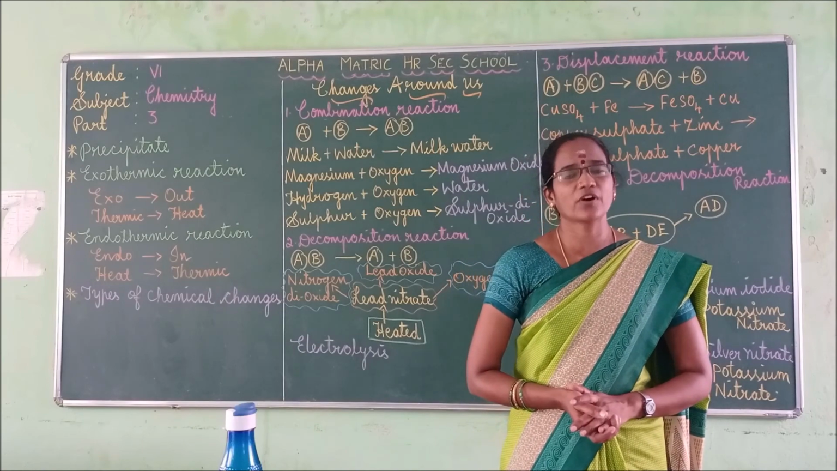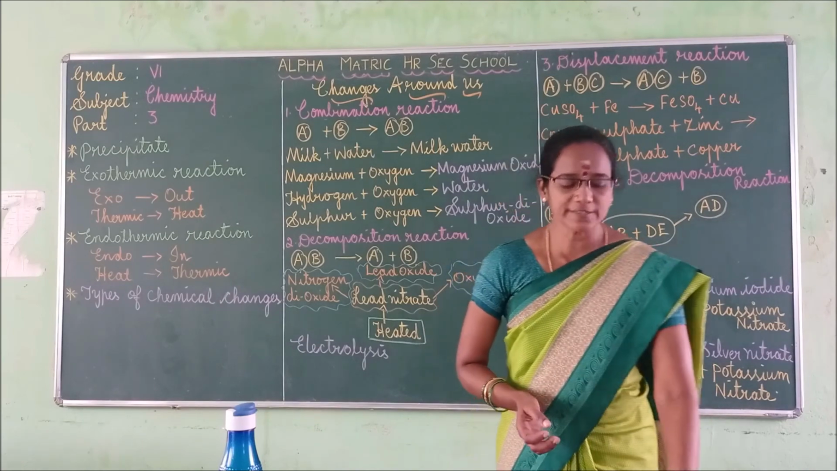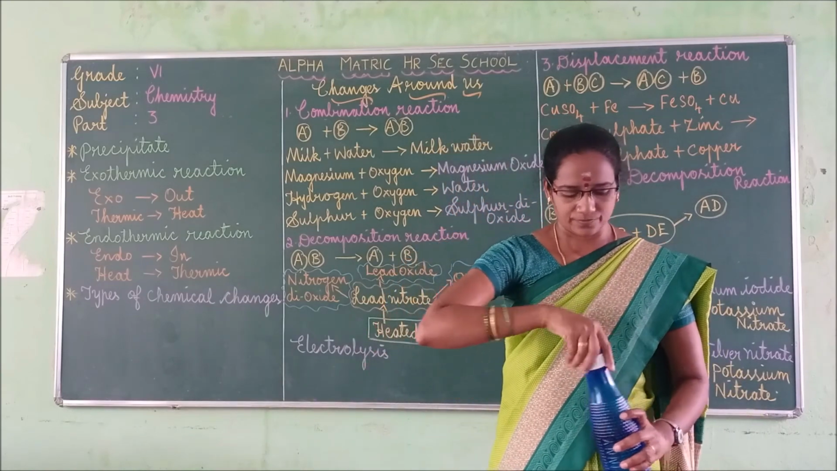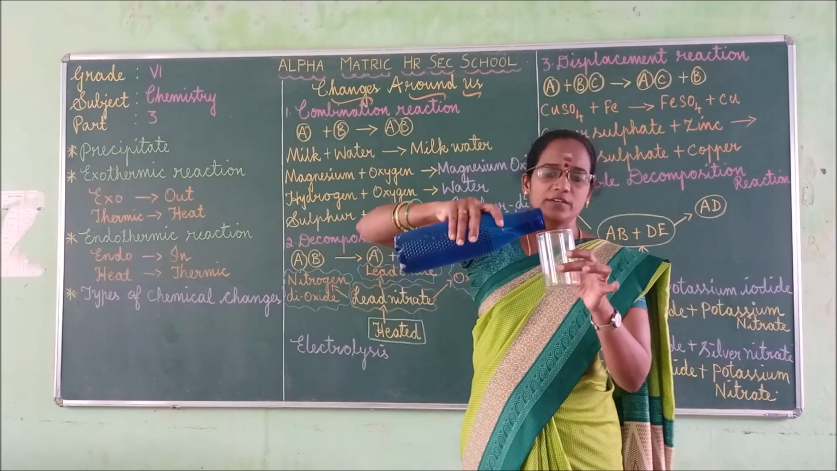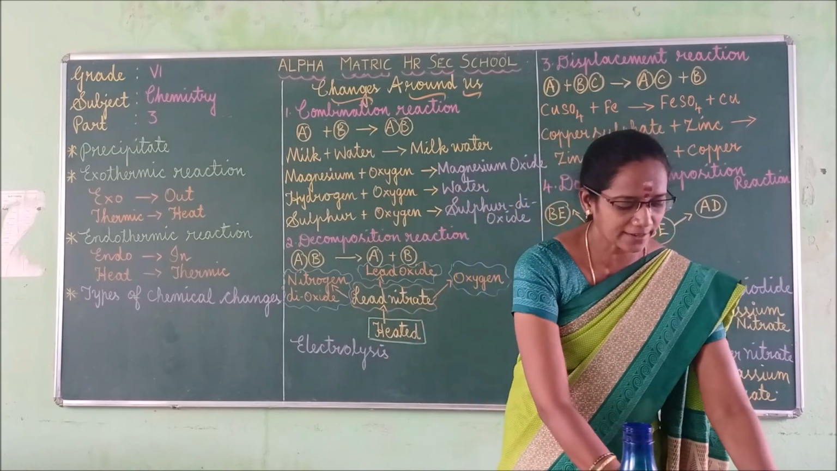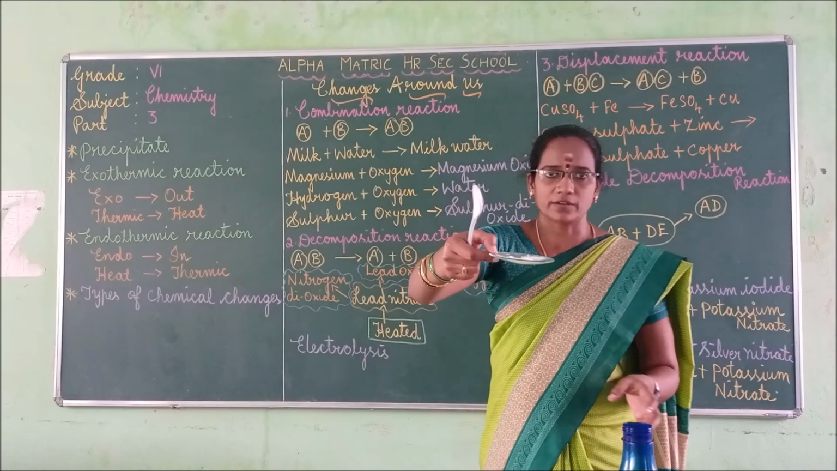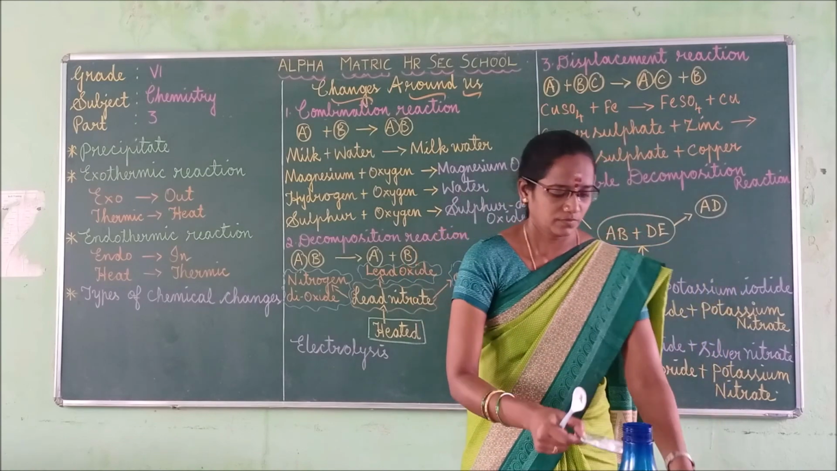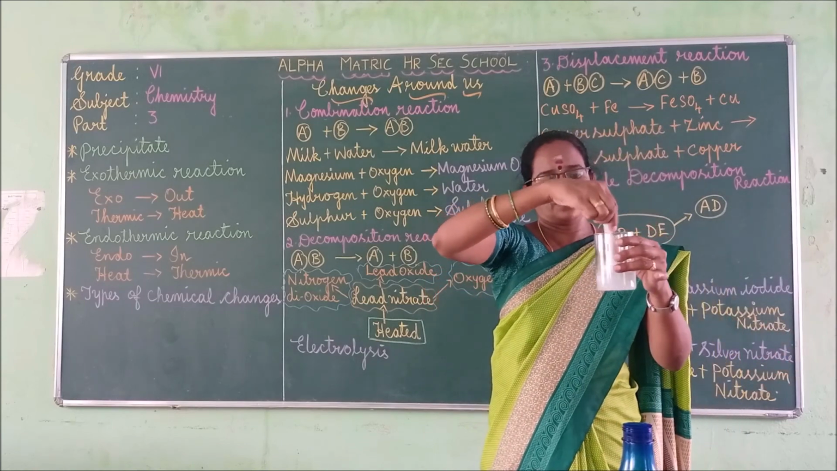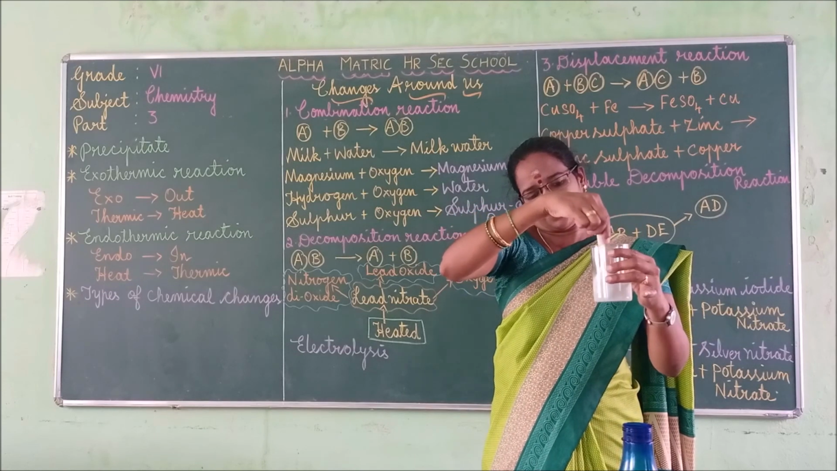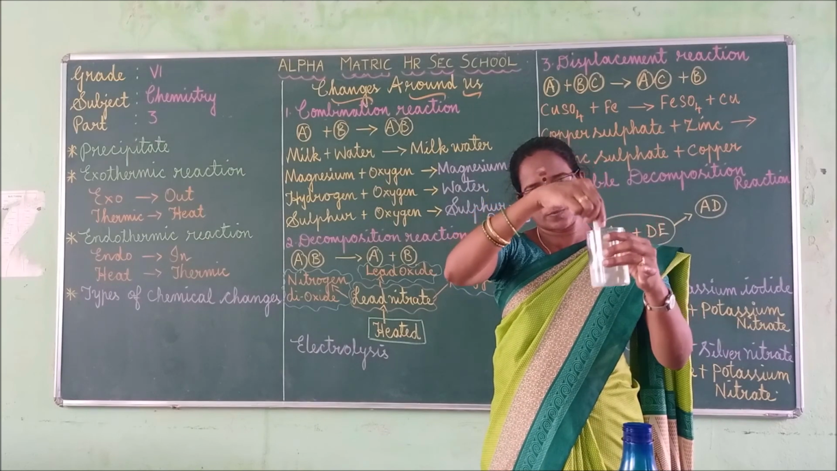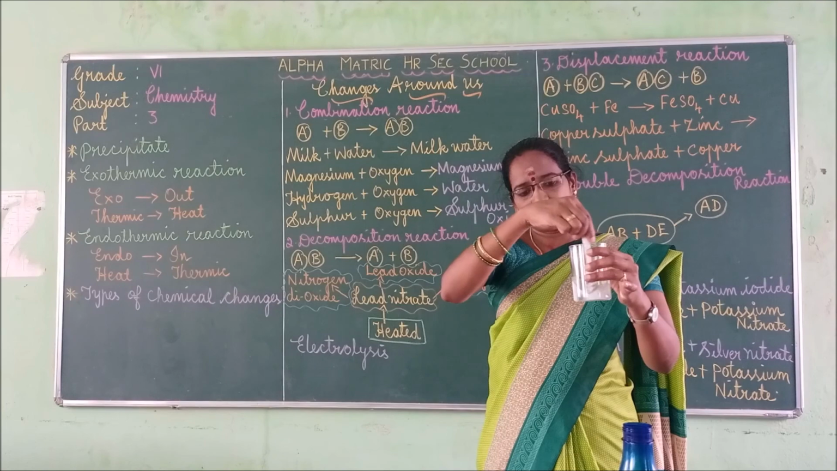Next, we will do the activity for endothermic reaction. For this activity, take a glass and add some water into it. Right. Now I am going to add some glucose into the water. Add some glucose. Then mix it well. Okay. So the glucose powder completely gets dissolved in water.